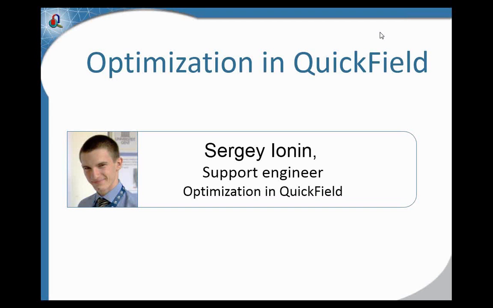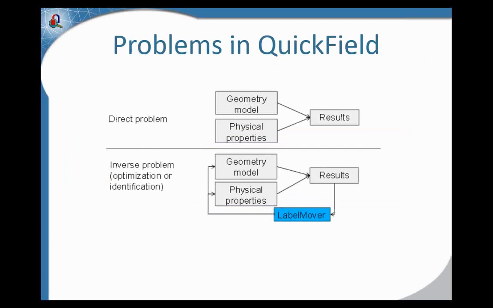Today, I'd like to tell you about solving optimization problems in QuickField. I want to start by describing the difference between simple or direct problems and inverse problems, which are typically solved as optimization problems. In direct problems, the task is to find a solution based on the given set of data.